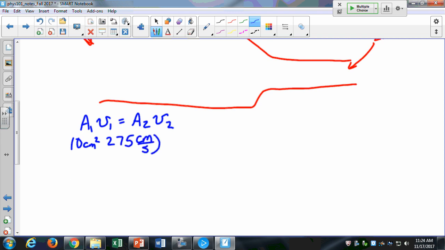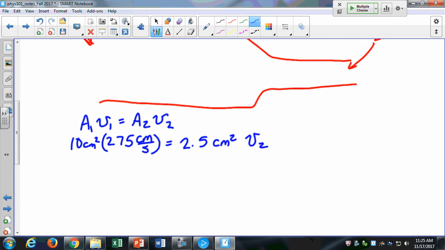Notice that I'm not converting my units. I don't have to do that here. However, when you're using Bernoulli's equation, you do have to convert to SI units because you have these embedded units. You have newtons and stuff embedded, and those use SI units. That's equal to 2.5 square centimeters times V2.